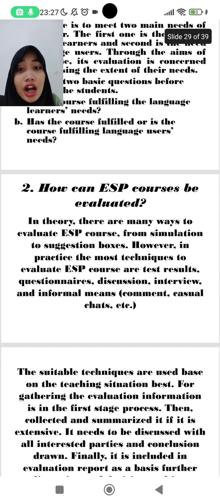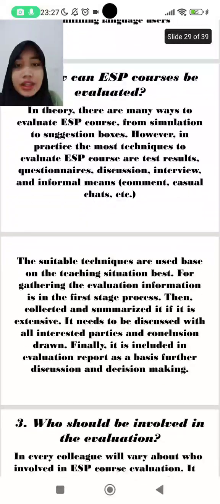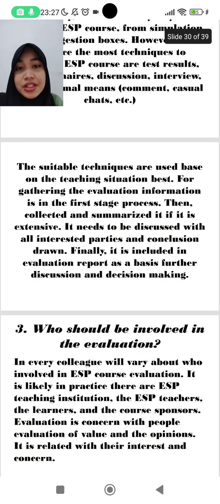Second, how can ESP courses be evaluated? In theory, there are many ways to evaluate an ESP course, from simulation to suggestion boxes. However, in practice, the most common techniques to evaluate an ESP course are test results, questionnaires, discussion, interviews, and informal means, such as casual chats and others. The suitable techniques are used based on the teaching situation. It is best to gather the evaluation information in the first stage of the process, then collect and summarize it if it is extensive. It needs to be discussed with all interested parties and conclusions drawn. Finally, it is included in an evaluation report as a basis for further discussion and decision making.